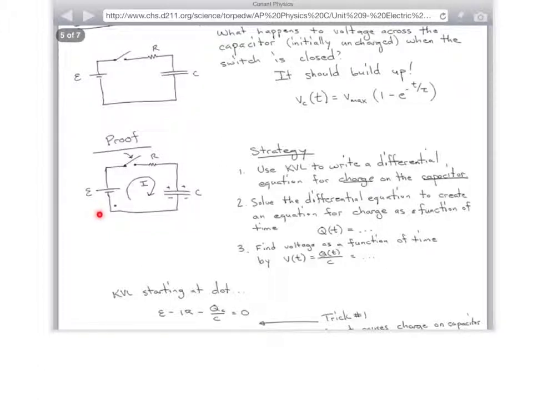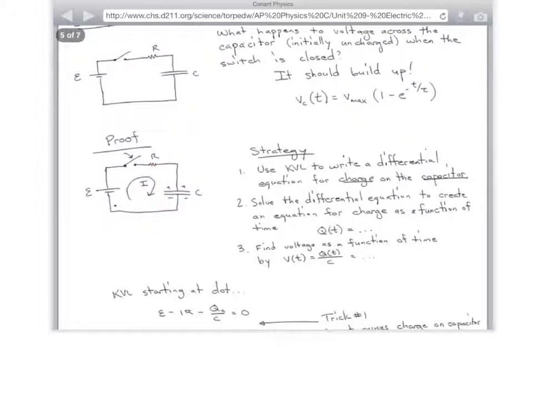Battery. Am I going to gain or lose across that battery? Gain. So I'm going to gain whatever the EMF of the battery is. Then the next thing I see is a resistor. Am I going to gain or lose? Lose. Next thing I see is the capacitor. Gain or lose? Lose.